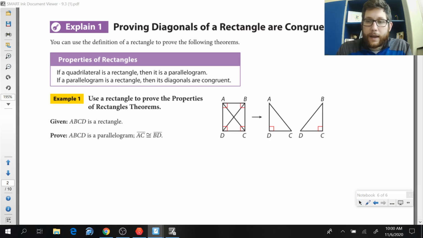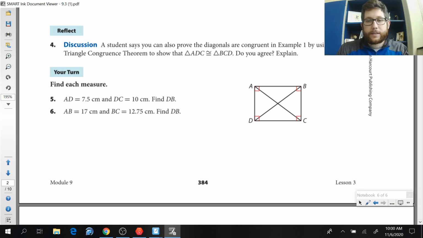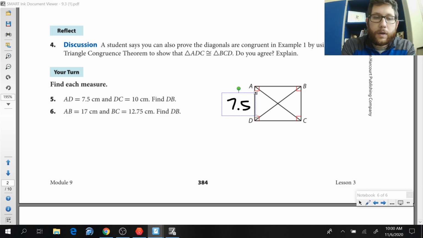So if we scroll down through this, all right, take a look at number 5. We're just going to talk about how we might solve some of these. So AD is 7.5, and DC is 10. Okay, solve for DB. Well, what do I know about this triangle ADC? I'm just highlighting it so we can see that right there. Well, that's a right triangle, right? I've got a right angle in there. ADC is a right triangle, so I could actually use the Pythagorean theorem here.